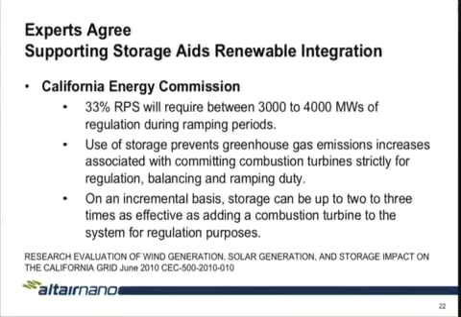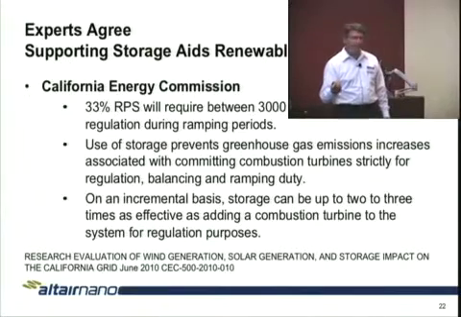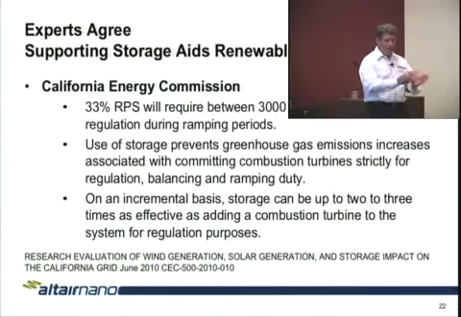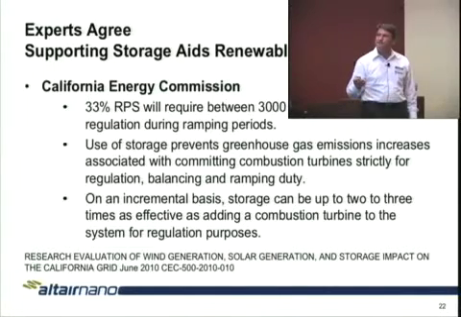And the variability of that means you're going to have the regulation and the spinning reserves in order to make that controllable. So you're looking at the California Energy Commission saying we're going to need 3,000 to 4,000 megawatts of regulation during the ramping periods. Prevention of greenhouse gases, that's going to be another point. And on an incremental basis, because you can put these in a modular method, much more effective than combustion turbines.